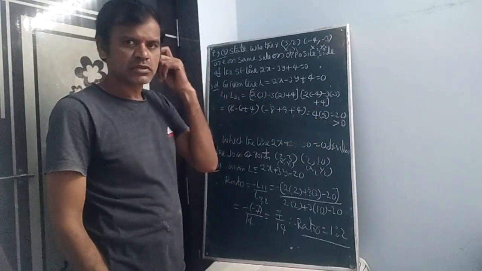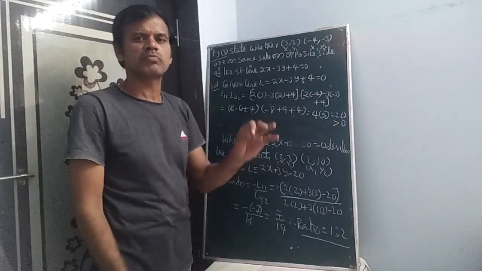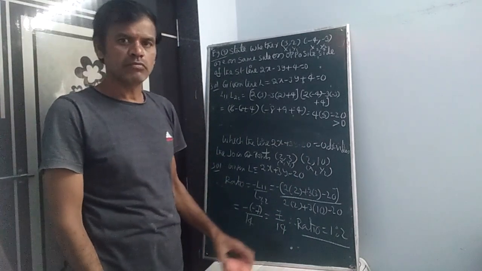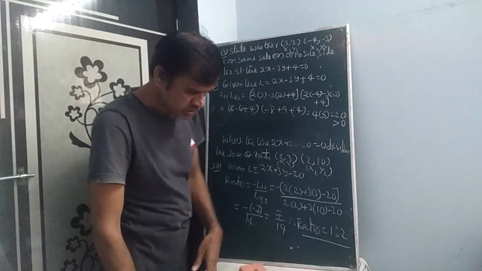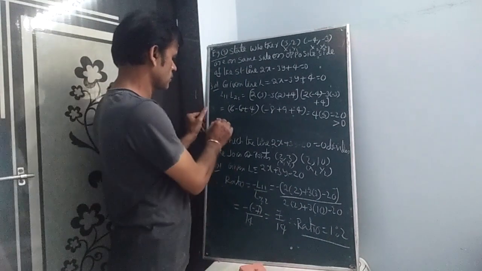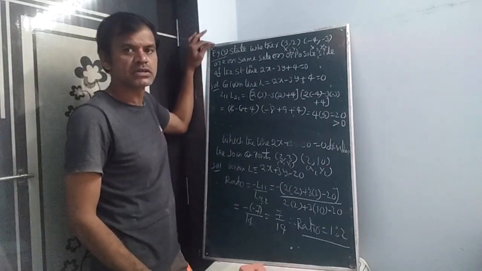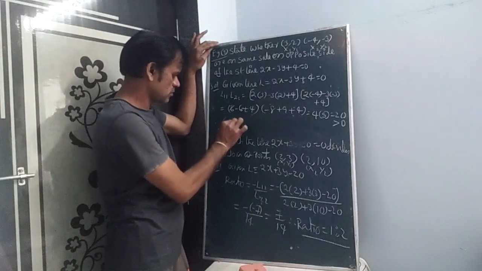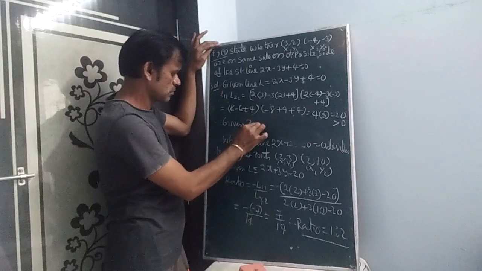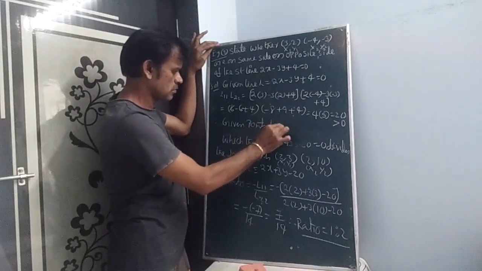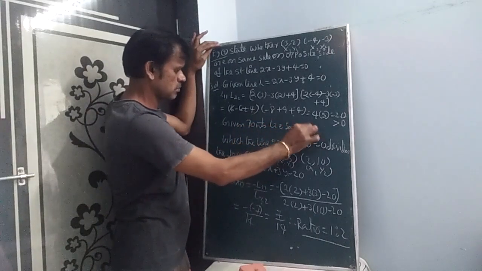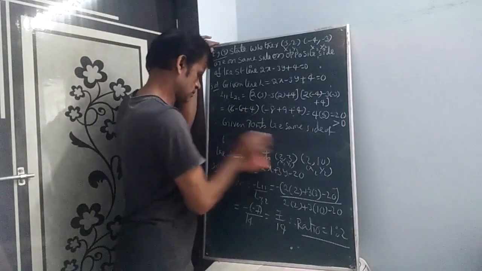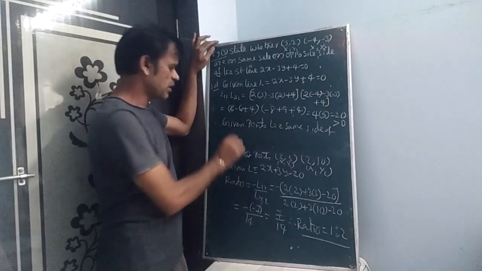It is 20, greater than 0. There is no question of the number; you should decide whether it is greater than 0 or less than 0. It is greater than 0, then the two points are said to lie on the same side. Therefore, you write: the two given points lie on the same side of the given line.